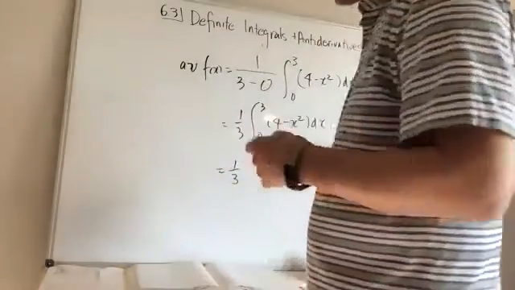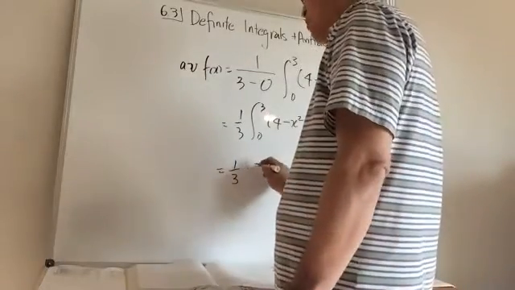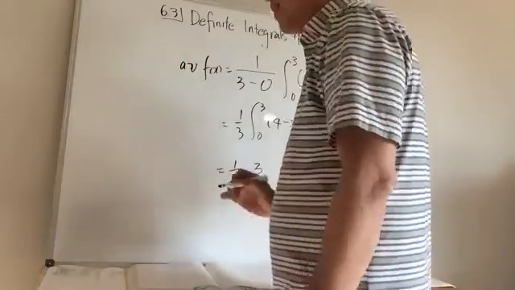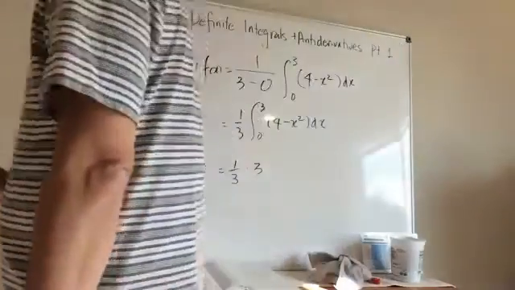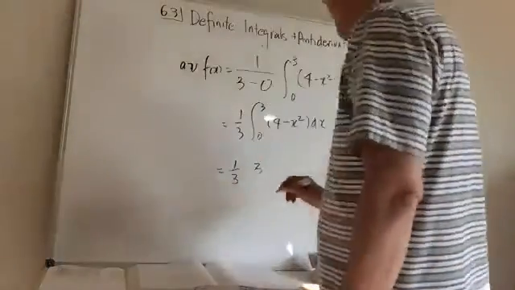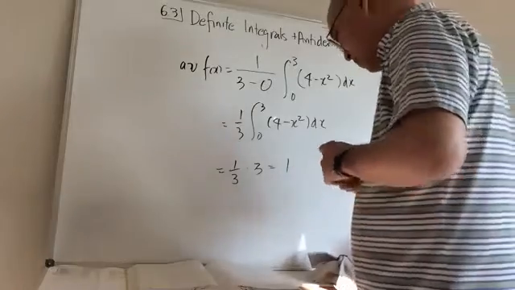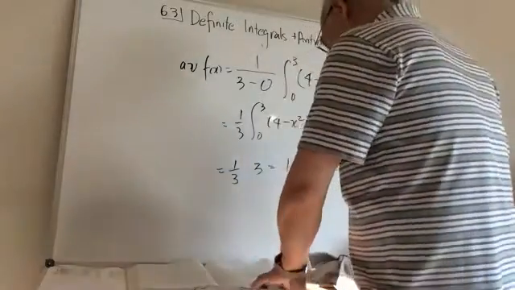What do we get? 3. Everybody else get 3? Are we good with the 3? Everybody know how to do this on their calculator by now, I hope. All right? So the average value is going to be 1.